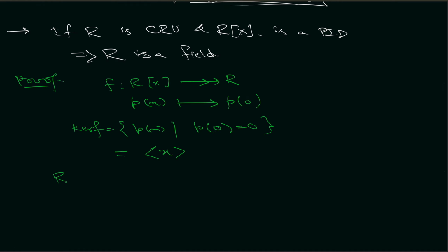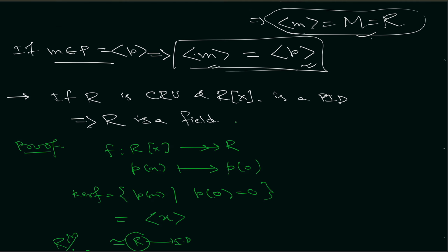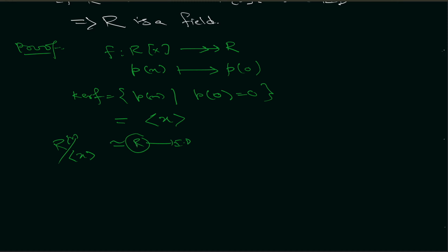That means by the first isomorphism theorem, R[x] by the ideal generated by x is isomorphic to R. But is R an integral domain? I have not told that. It follows from here because R[x] is a PID. That means R[x] is in fact an integral domain, so R is an integral domain.